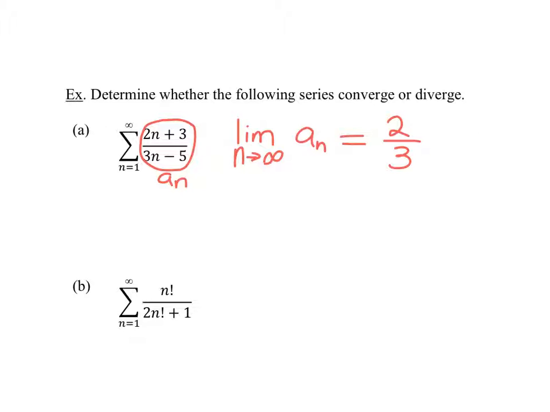If the degree on the top is less than the degree on the bottom, that means the denominator is going to win the race to infinity. If that's the case, then it's going to go to 0. So if this were, let's say, 3n squared on the bottom, this would go to 0, and it would be inconclusive.